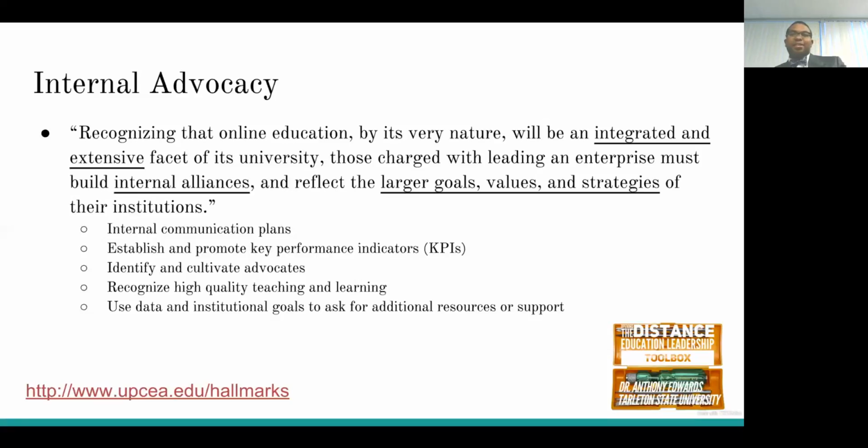Finally, using data and institutional goals to ask for additional resources or support. A lot of times we want to ask for things, but if we don't connect it back to the data and back to the institutional goals, sometimes it's difficult to get those resources, particularly as we're in this area of higher education where public budgets are decreasing, and there's less access to cash. And so making sure that you're aligned with the institutional goals is really important to be able to advocate for more resources.